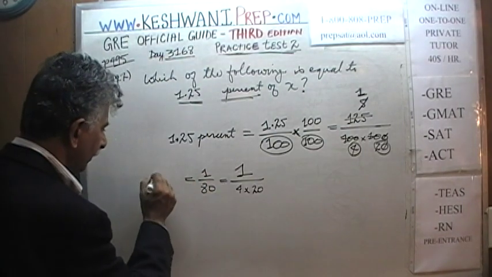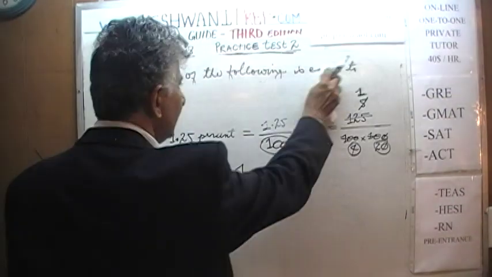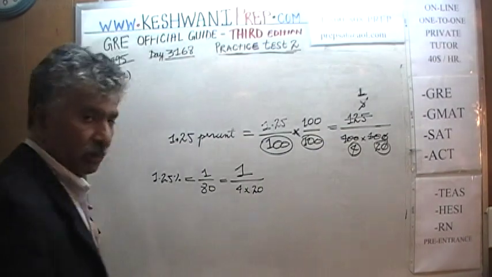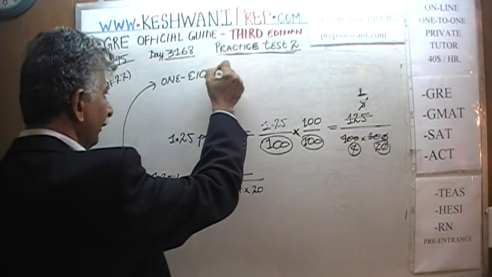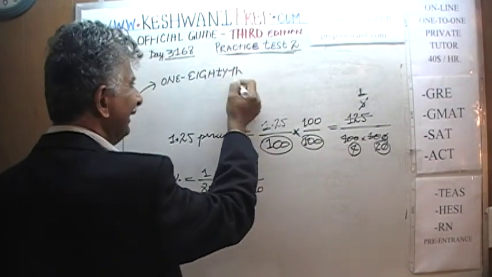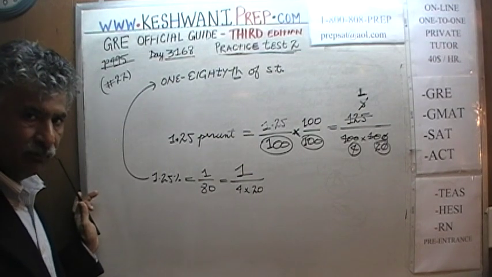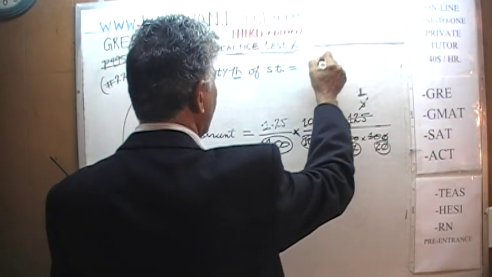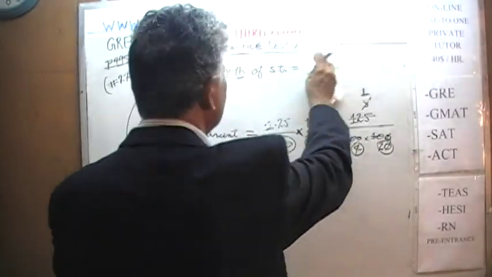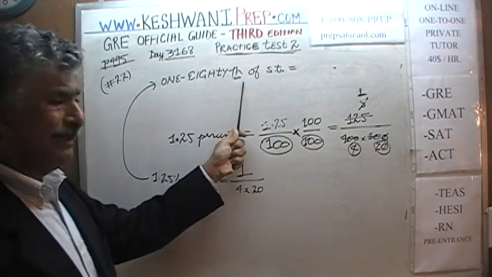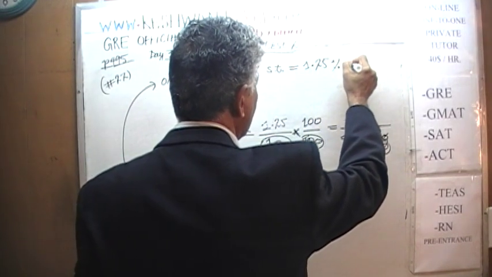1 over 80 represents 1.25%. What we just learned, let's put it on the top so it doesn't get too low. 1/80th of something, 1/80th of any quantity, doesn't matter what quantity it is. If you take 1/80th of that quantity, it would equal 1.25% of that quantity.